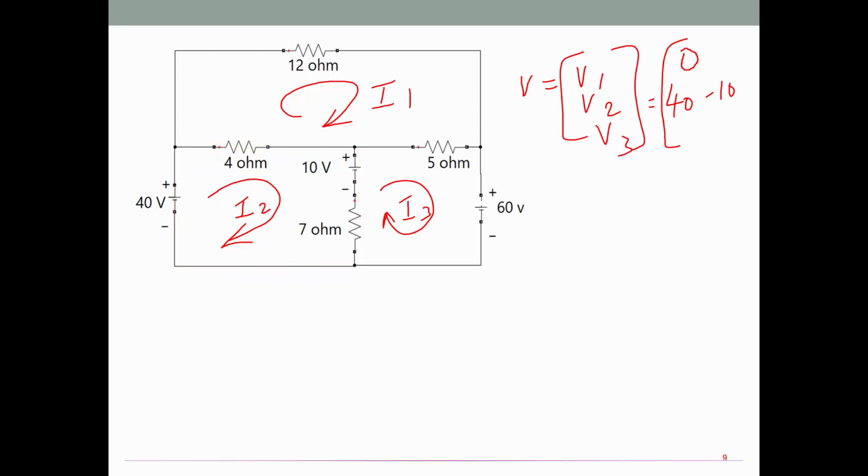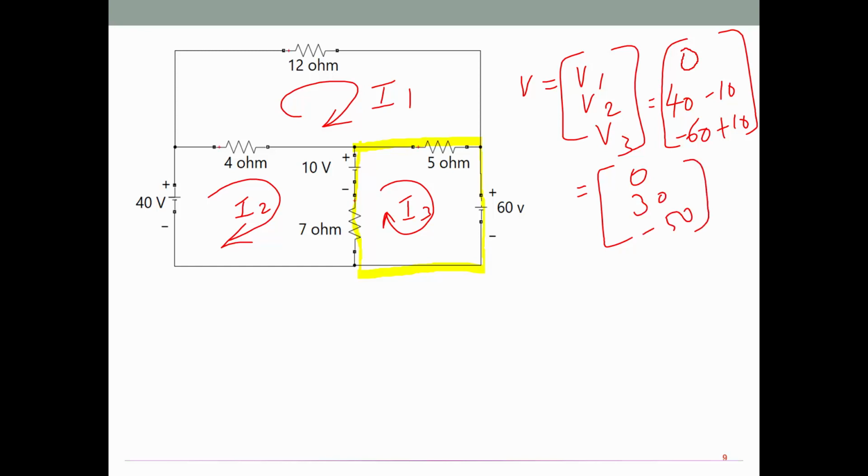Then I'll consider third loop. Now I am witnessing 2 voltage sources. One is 10 volt source, another one is 60 volt source. 60 volt source, leaving negative of the voltage source, so minus 60. Coming to 10 volt, leaving positive, so plus 10. So it is going to be minus 60 plus 10. The net value of voltage here is minus 50... 0, 30, minus.